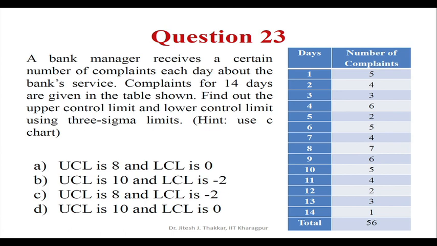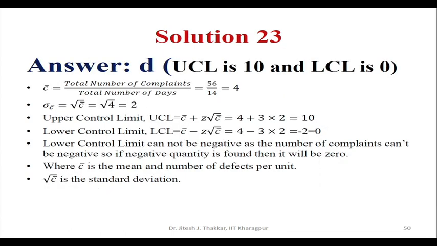So you have 4 options available on the screen, and you can compute it using the upper control limit and lower control limit expressions for C chart. The correct answer is D. UCL is 10 and LCL is 0.